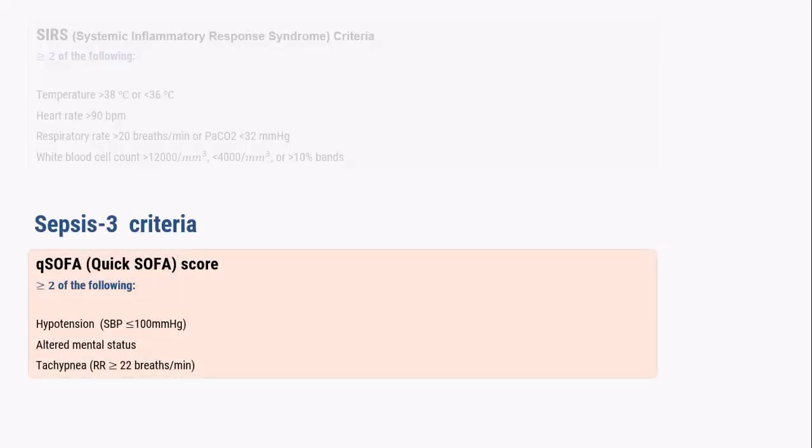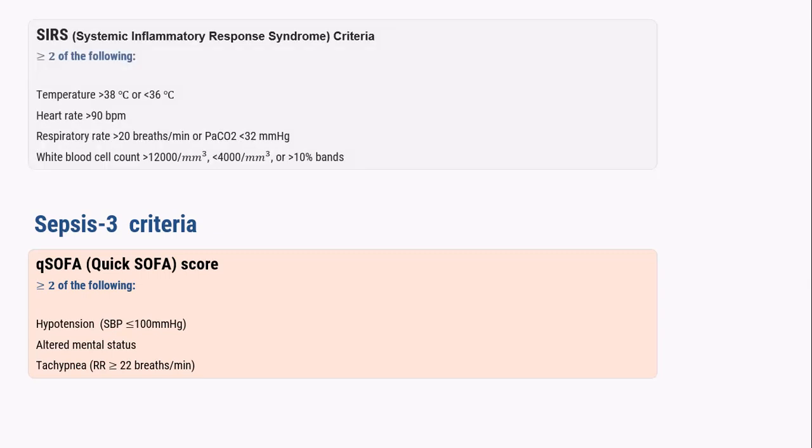However, in 2016, the Sepsis-3 criteria introduced the qSOFA score, a quick bedside assessment tool that includes hypotension with a systolic blood pressure of less than or equal to 100, altered mental status, and tachypnea with a respiratory rate of greater than or equal to 22 breaths per minute. If the patient has 2 or more of these, they are at higher risk of poor outcomes, and these indicate sepsis. The qSOFA score is particularly useful for quick identification in settings like the ER.